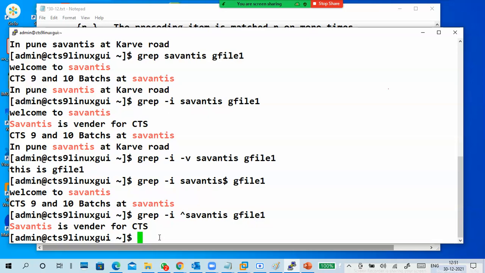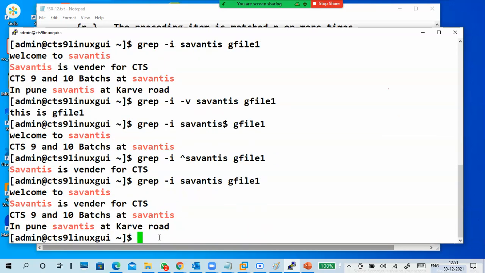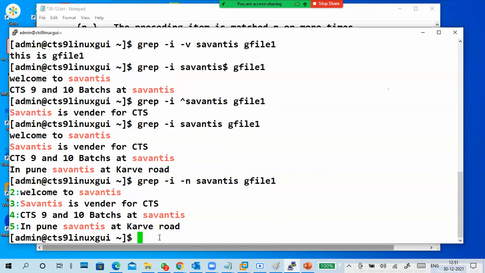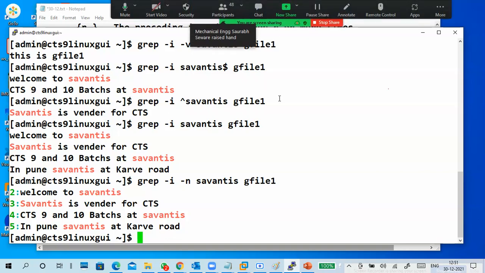Display those lines only. So what will it display? Display if Savantis matches, ignoring the case sensitivity. It means displaying everything. And we already used hyphen v. If the pattern does not match, display that line only. Display the lines where 70s is not there. Hyphen n: display the lines with the line number. Display the pattern matched lines. Yes, so Saurabh got it. Tell me, Saurabh.